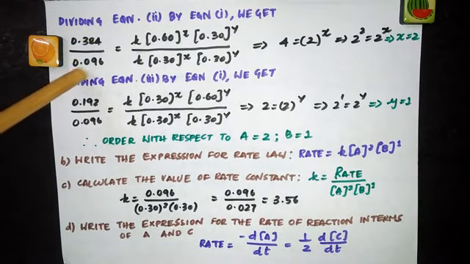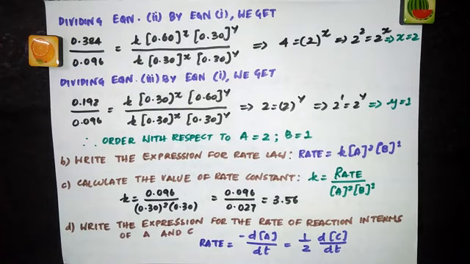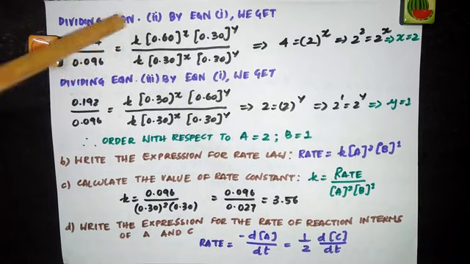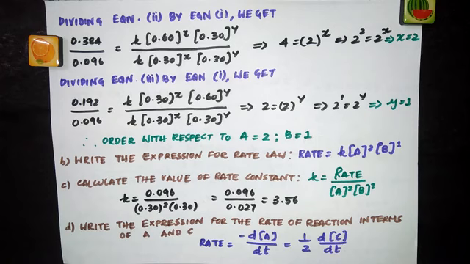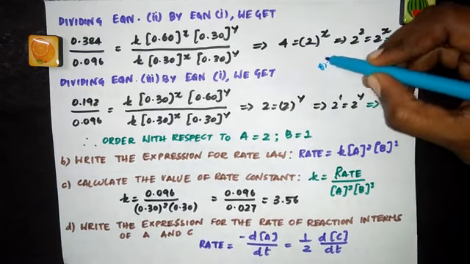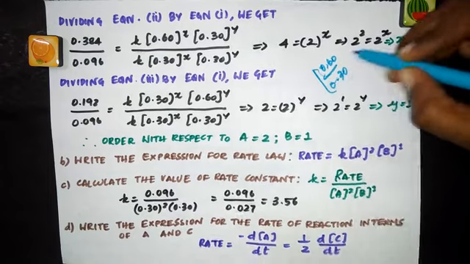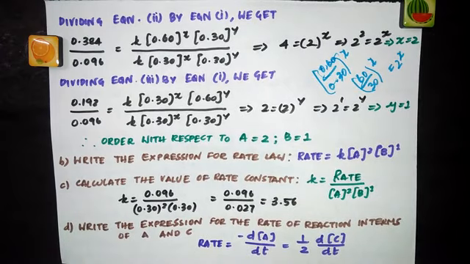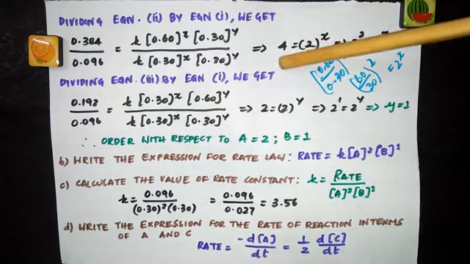See, 0.384 by 0.096. When you cancel this, you will get 4. So if you're having some trouble in doing this calculation with decimals, multiply this and this by 1000. So you will get 384 divided by 96. So that gives you 4. So here k and k get cancelled. Here you have 0.60. When you cancel this, you will get 2. See, both have the same power. So you can write 0.60 divided by 0.30 whole power x. Or you can write 60 by 30 to the power x. So that gives you 2 to the power x. And this gets cancelled, 0.30 to the power y by 0.30 to the power y, they get cancelled. So finally you're getting 4 is equal to 2 to the power x.